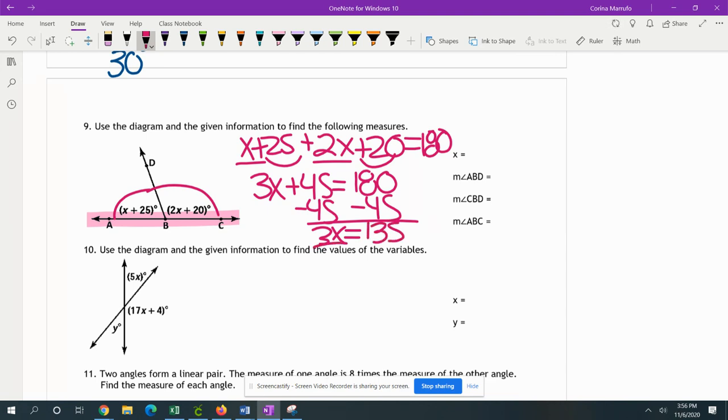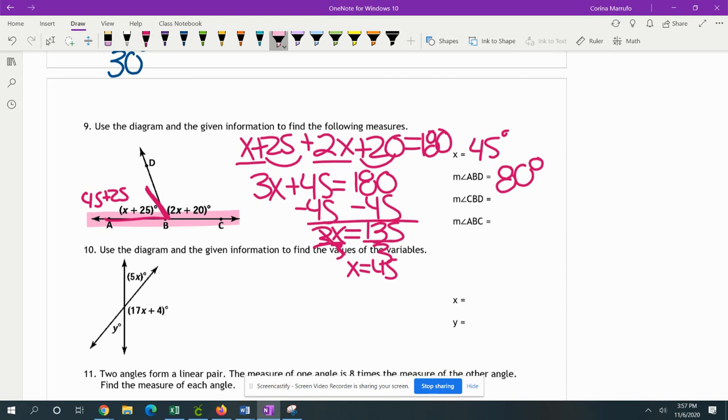We divide both sides by 3. This cancels, and we get x equals 135 divided by 3, which gives us 45. So this is 45. So now we're going to find some of the angles. So they're asking us first for ABD. So ABD is talking about this angle here. So I'm going to plug in 45 plus 25. That gives us 80.